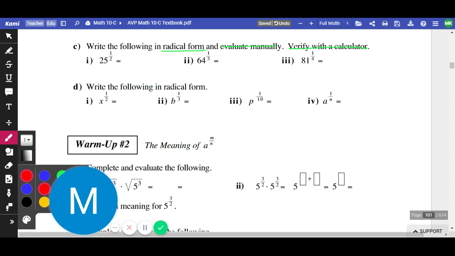I know that fraction exponents change to become radicals. The bottom number, this guy right here, becomes my index. The rest of the question, the 25 to the power of 1, stays underneath and becomes your radicand. Bottom becomes the index. Everything else becomes the radicand.